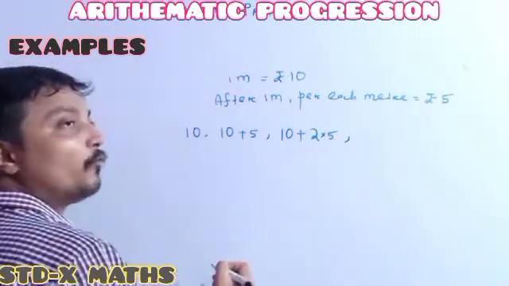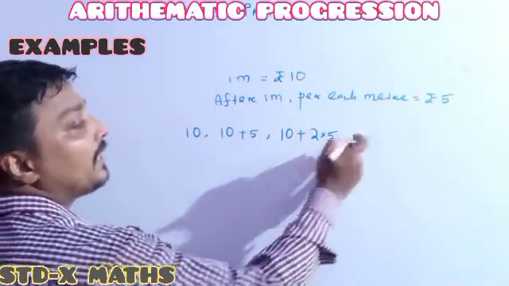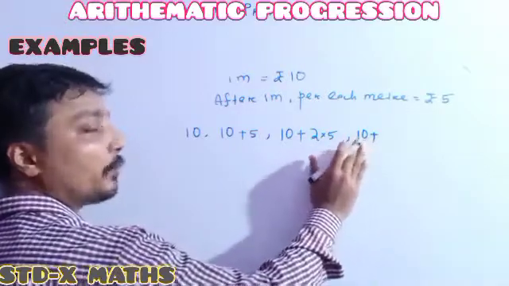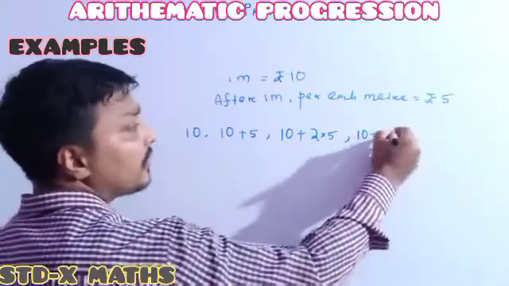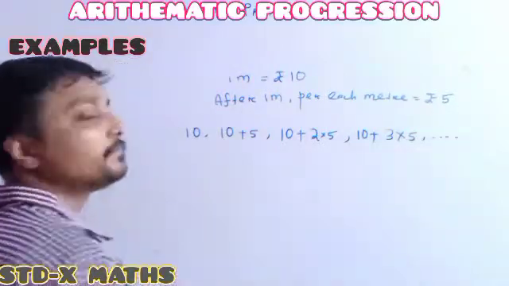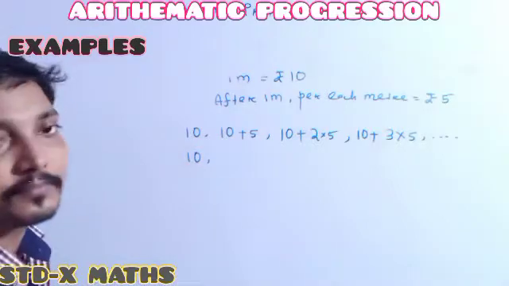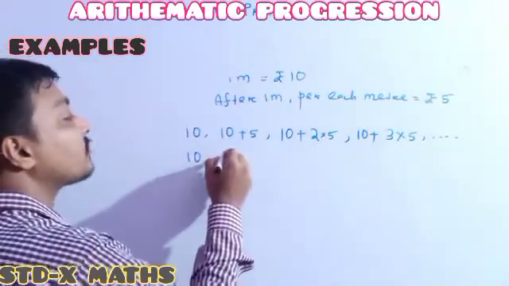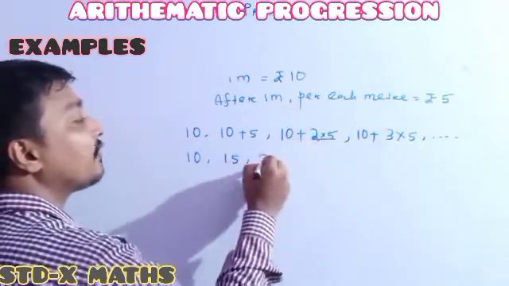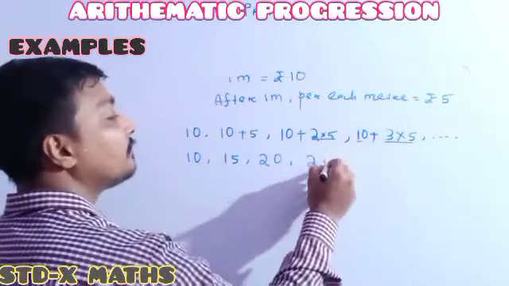In the same way, whenever I want to dig 4 meters, for the first meter it is 10. Thereafter, for the extra 3 meters I will be charged 3 into 5. It will repeat. Here the value we are getting is 10. Next one is 10 plus 5, which is 15. Next one is 10 plus 10, equal to 20. Next one is 10 plus 15, equal to 25.